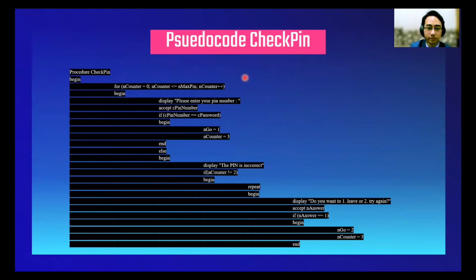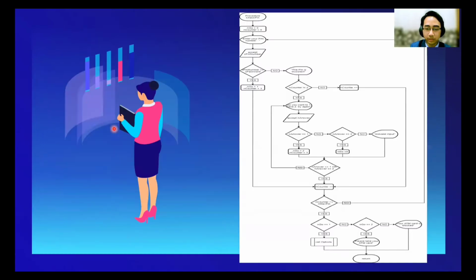Here is the pseudocode for Checkpin. Here we use the for loop. Encounter is equal to 0, and encounter is less than equal to nmaxmin. We use the less than equal to maxmin because if it's true, it will display this. But here we use the encounter is greater than or equal to nmaxmin because the flowchart and pseudocode is really different from one another.